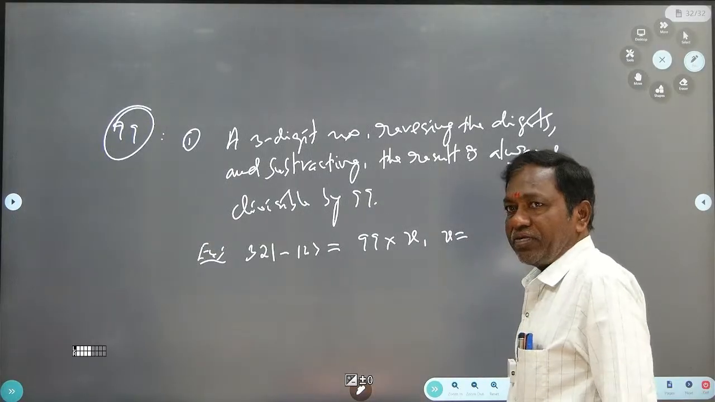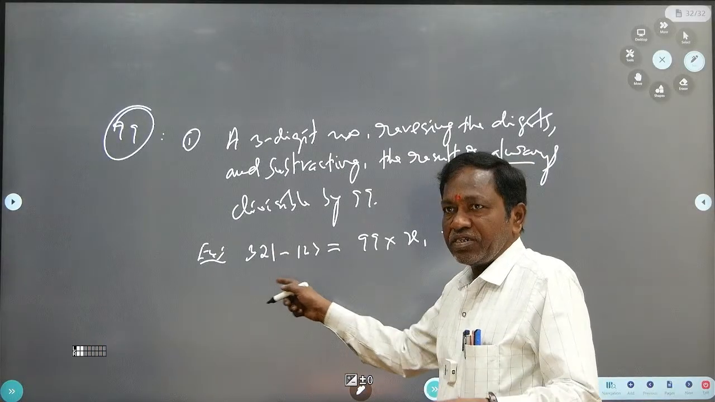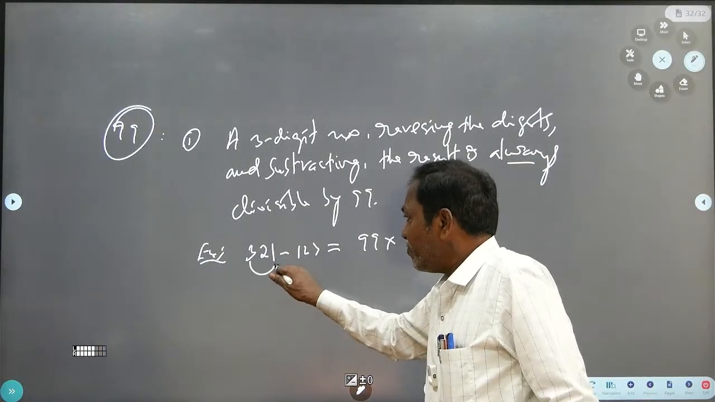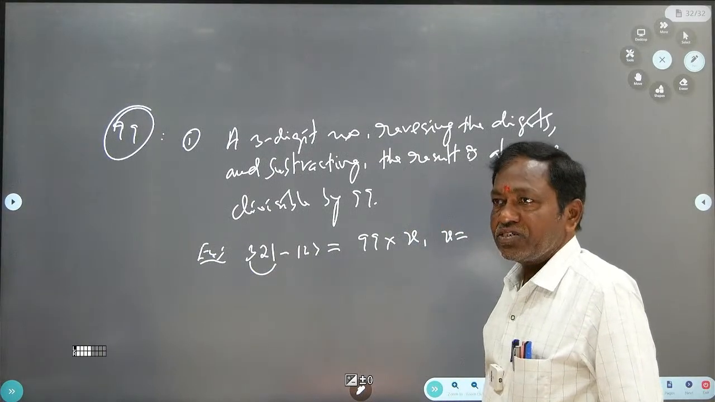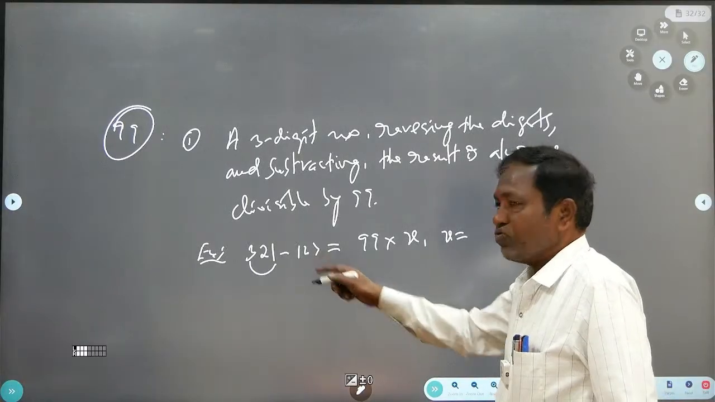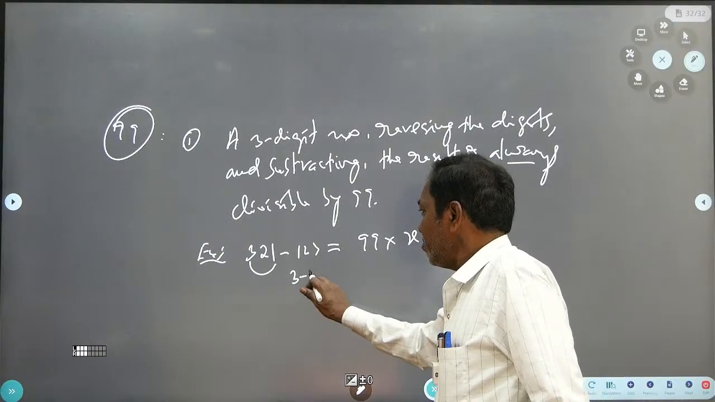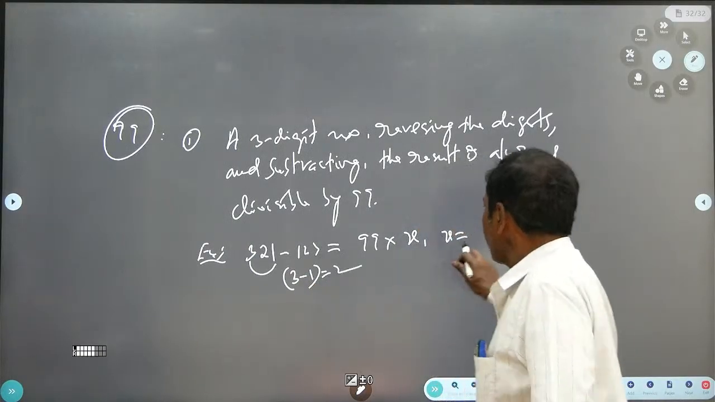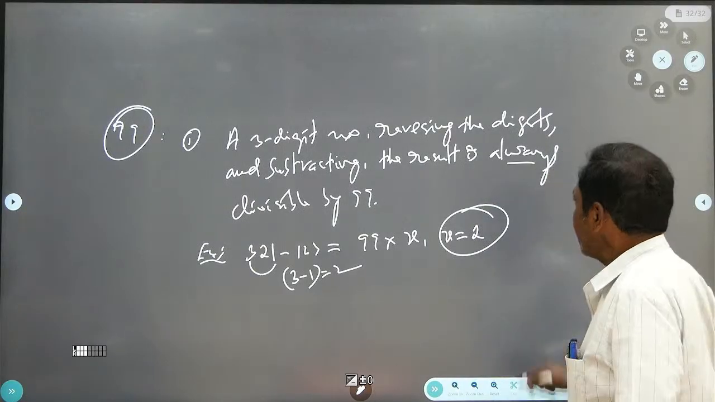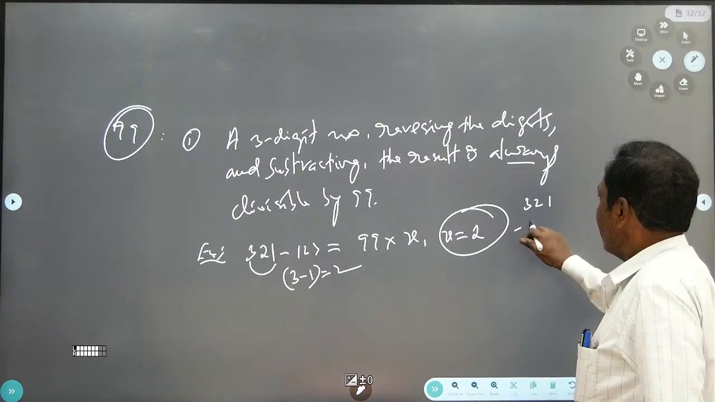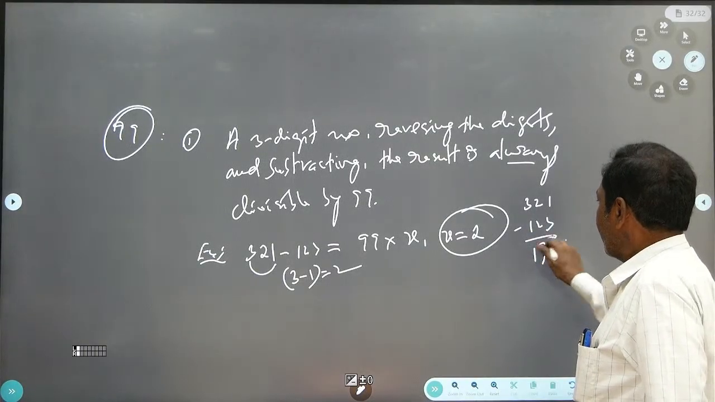Now what we did in the previous session for 2 digits, subtract sum of the digits, difference of digits. Here, difference between first and last digits. 3 minus 1 is 2. So x value is 2. You can check also: 321 minus 123 is 198.